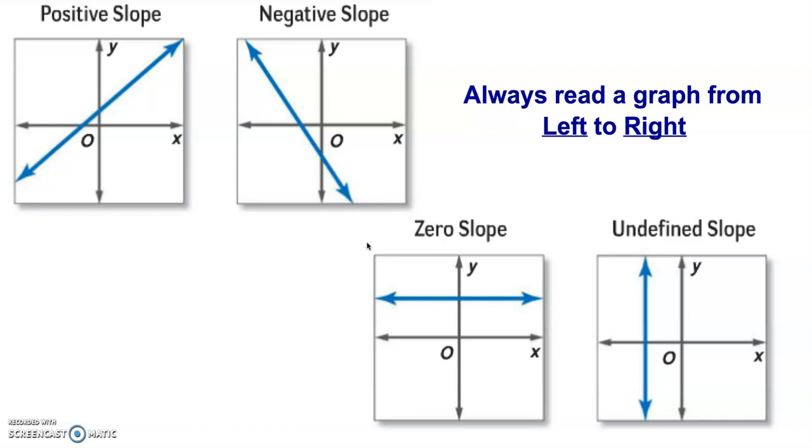This is going to be a way to check your work. If the number you get at the end is positive, make sure that it matches the shape of your graph, that it should be rising. If you get a negative value for your slope, make sure the line you're looking at is falling. All horizontal lines should have a 0 slope. All vertical lines should have an undefined slope.